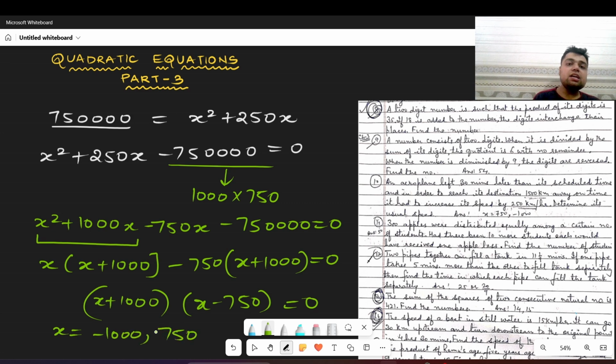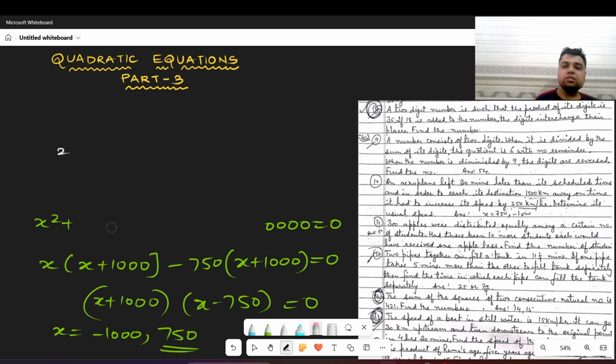Is that clear? Now we are talking about the usual speed. Speed is never considered in negative, so we will prefer the positive value. So speed will be 750 kilometers per hour. This will be the answer. Is that clear? Let's see the next question.